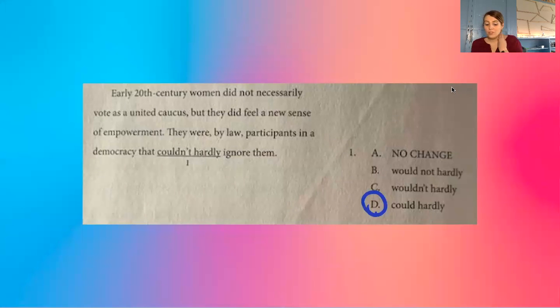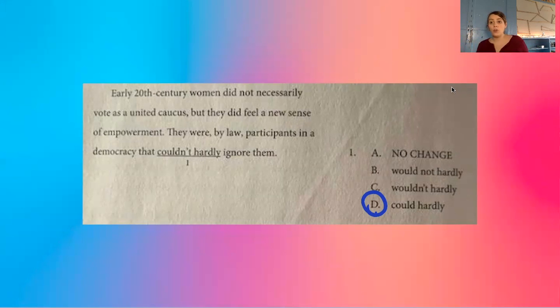So "could not" kind of turns into a double negative when you say "not hardly." What's also a clue is that you have 3 options that use "not hardly." A, B, and C all use "not hardly." So that really gives you a clue that it's probably D, because D is the only one that's doing something grammatically different than the others.